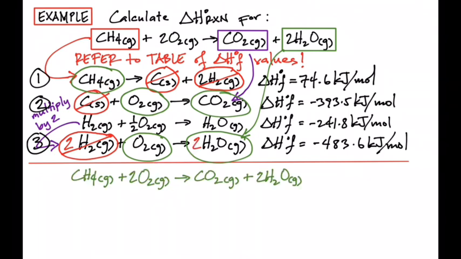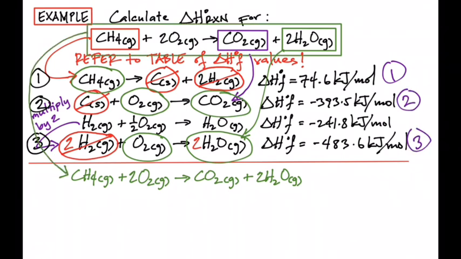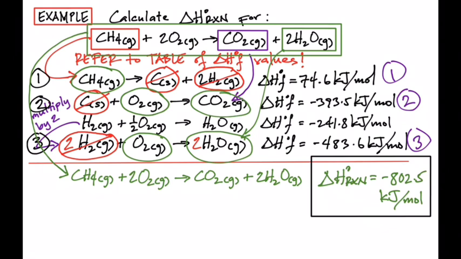So what we have is basically this chemical reaction equation here after adding all 3 chemical reaction equations. And we would do the same thing for the first one. So we're going to add this value of delta H of formation, this second one right here, and the third one. So by adding all 3, what we get is negative 802.5 kilojoules per mole. So that's basically how you can calculate delta H of reaction for a specific chemical reaction using delta H of formation.